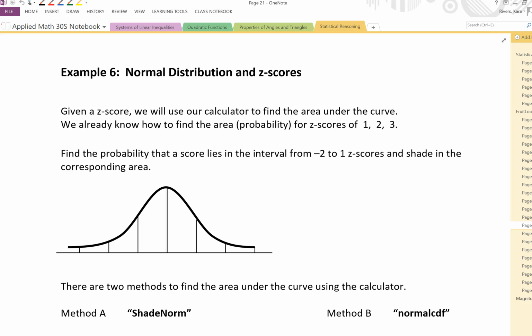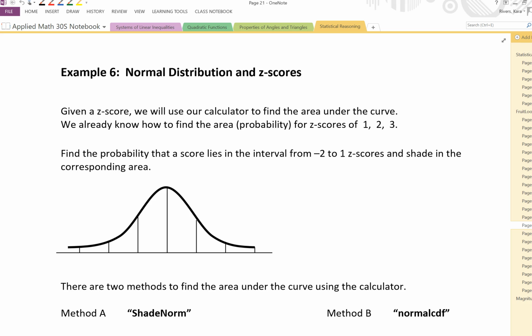In this lesson, we're going to look at normal distribution and z-scores. In the last lesson, we learned about what z-scores are. Now we're going to use our calculator in order to draw the curve and plot our z-scores on there. And from there, we can figure out some information that doesn't only land on the specific scores that we're finding, but maybe also in between those intervals.